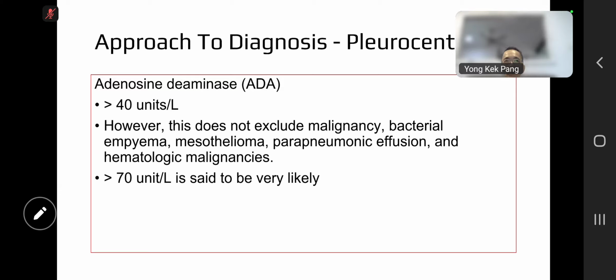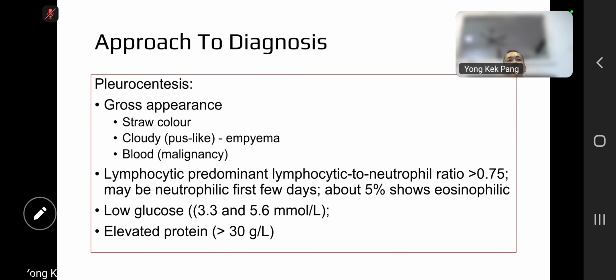But at this threshold between 40 and 70, you can still complicate it with other potential differentials such as malignancy, bacterial empyema, mesothelioma, parapneumonic effusion, and hematologic malignancy. But if it's more than 70 units per liter, it is said to be very likely secondary to pleural TB. Okay, so you put everything together. If you think this is a pleural TB, you should look into all this, right?